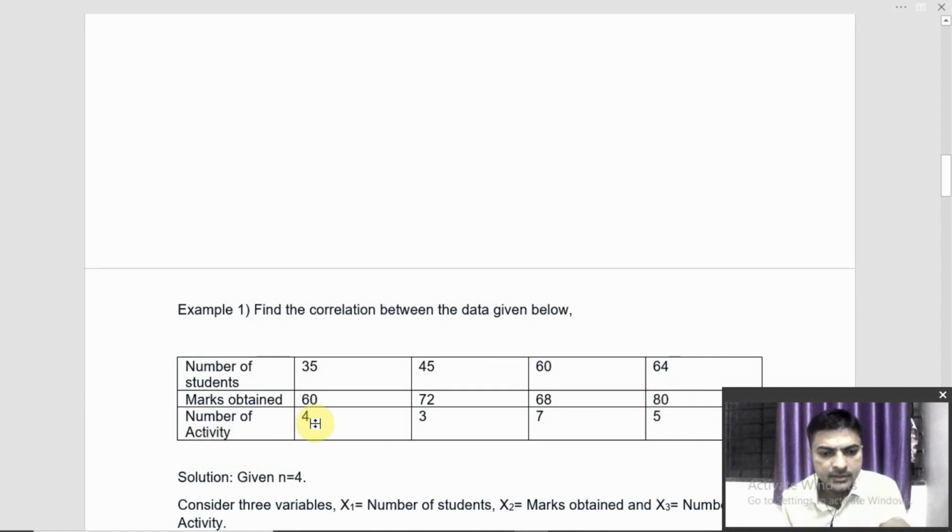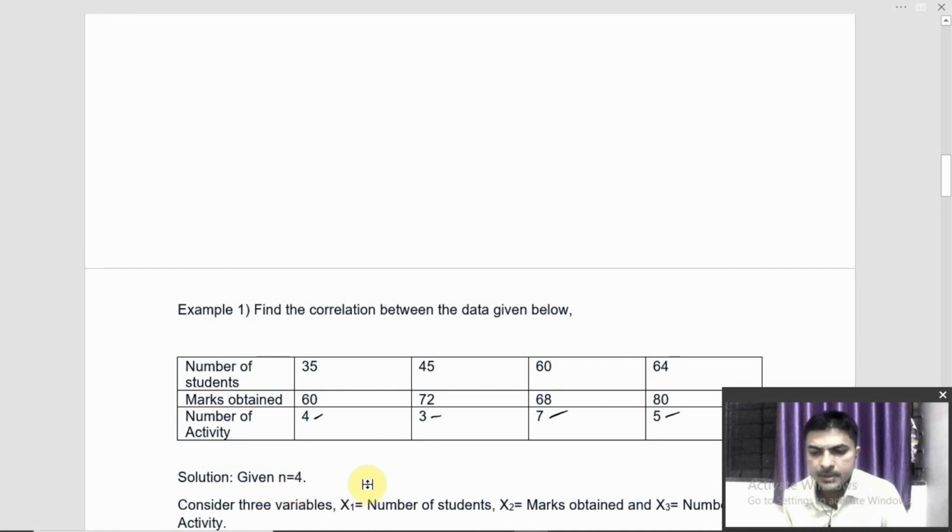The number of activities is what they do in colleges right now: certification courses, projects, or any other activities like sports, culture, anything. The number of activities done by the 35 students in one class is 4. Similarly, 45 students in one class is 3, 16 students in one class is 7 activities, and 64 students have done 5 activities. Now you can count 1, 2, 3, 4. So you can see the number of count is 4. Therefore, we take the given n equal to 4.